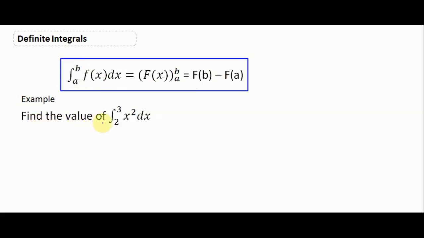Find the value of integral 2 to 3 x square dx. So here first we have to integrate the given function, that is x square, then we have to apply the limits. So when we integrate x square, what we get is x cube by 3 plus c. Now here we have to apply the lower limit and upper limit. The lower limit is 2 and the upper limit is 3. So as per this formula we will get the answer as 3 raised to 3 by 3 minus 2 raised to 3 by 3.